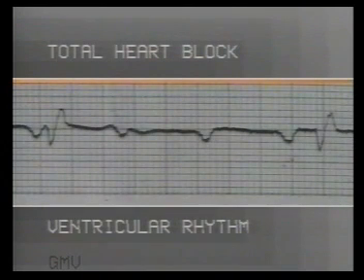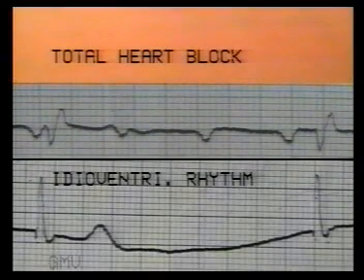Note in close-up view the wide QRS complexes and regularly occurring P waves. Compare it with idioventricular rhythm below, where the QRS rate and appearance is similar, but there are no P waves. In total heart block, the SA node is functioning, so P waves are present, but the impulse is not reaching the ventricles across the AV node, so ventricular rhythm has started.